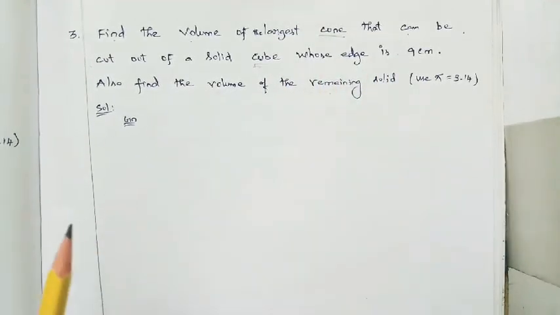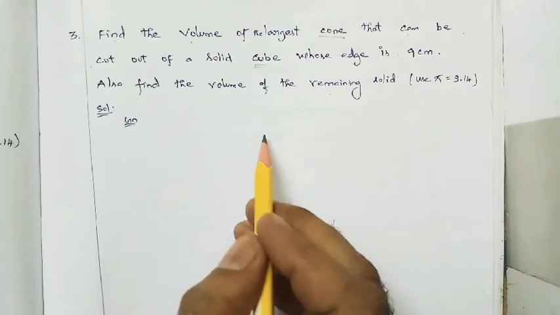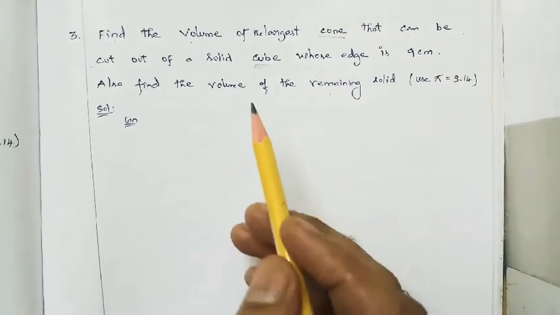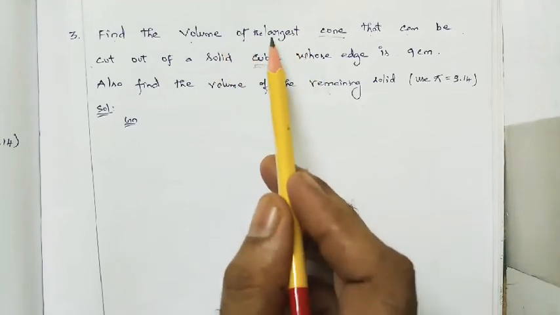In sum number 1 and sum number 2, while finding the volume of the solid, we added both the shapes, right? But here, what do we want to do? Here, the largest cone, right?